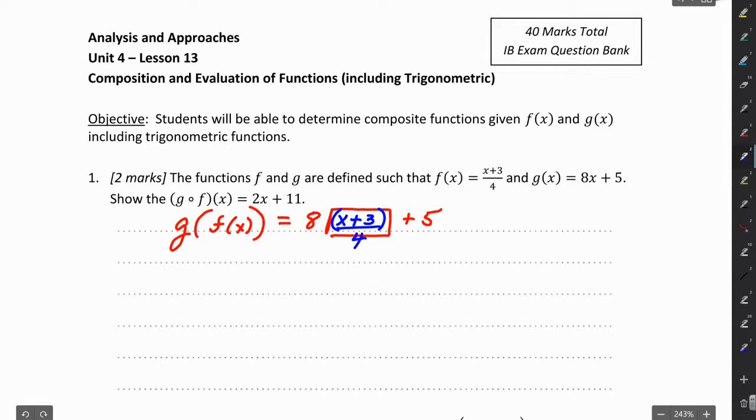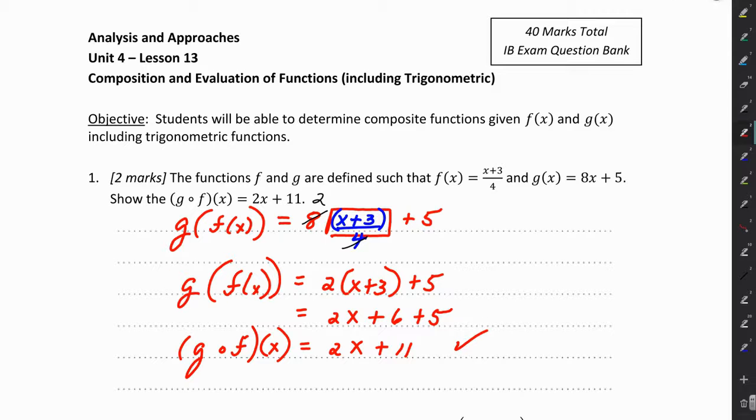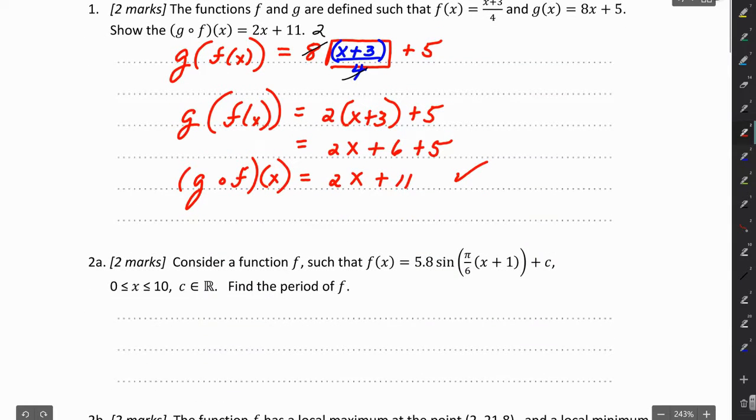And now we just have to simplify that. All right, 4 goes into 8 2 times. Distribute the 2. And then add the 6 and the 5. So g of f of x is equal to 2x plus 11. We've proved it. All right, question number 2.